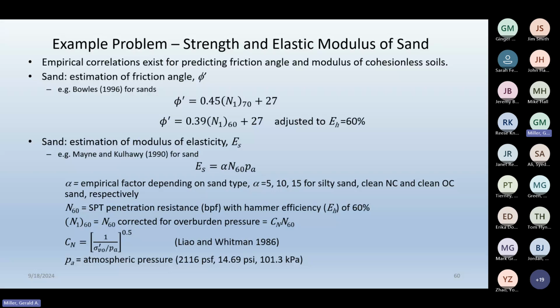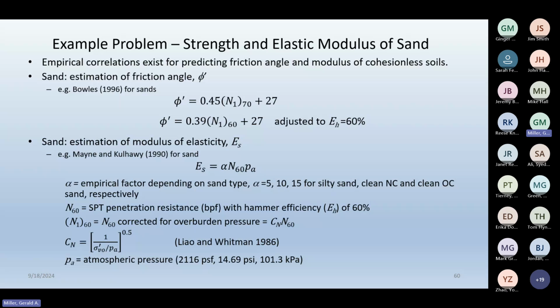So here's that equation for N160. It's N60 times the CN factor, and I'm using the CN proposed by Liao and Whitman, and again, it incorporates the vertical overburden pressure or effective stress at that depth. And then we have our atmospheric pressure.